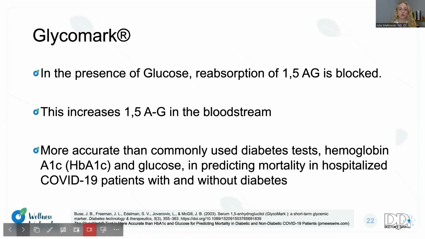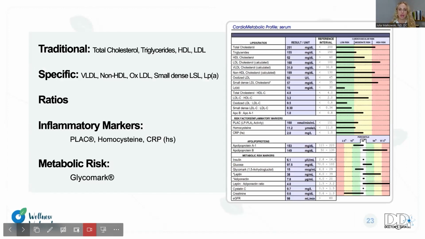And then also glycomark, interestingly enough, was very important in predicting mortality in hospitalized COVID-19 patients with and without diabetes. So there's a role for glycosylation in that manner as well. And here we'll take a look at the cardiovascular profile, the metabolic risk profile. Here you'll see the traditional markers at the top. So that's how the profile is organized. And then we'll look at the specific markers that we talked about.